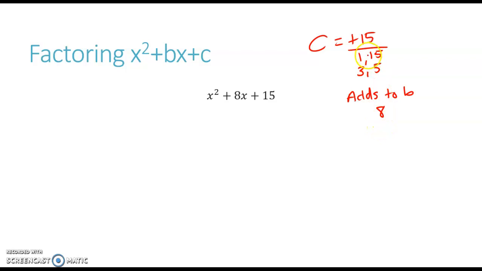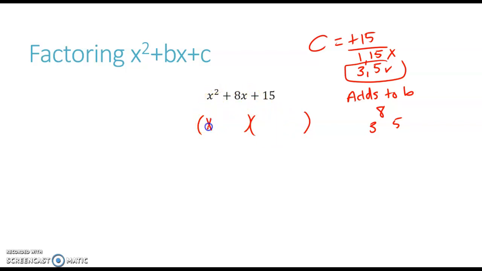And so when we look at this, 1 plus 15 is 16, so it's not that one. And then 3 plus 5 is 8. So that's the choice we want to make, 3 and 5. So now once we have that, I have 2 sets of parentheses, because these are my 2 binomials that are going to multiply together.